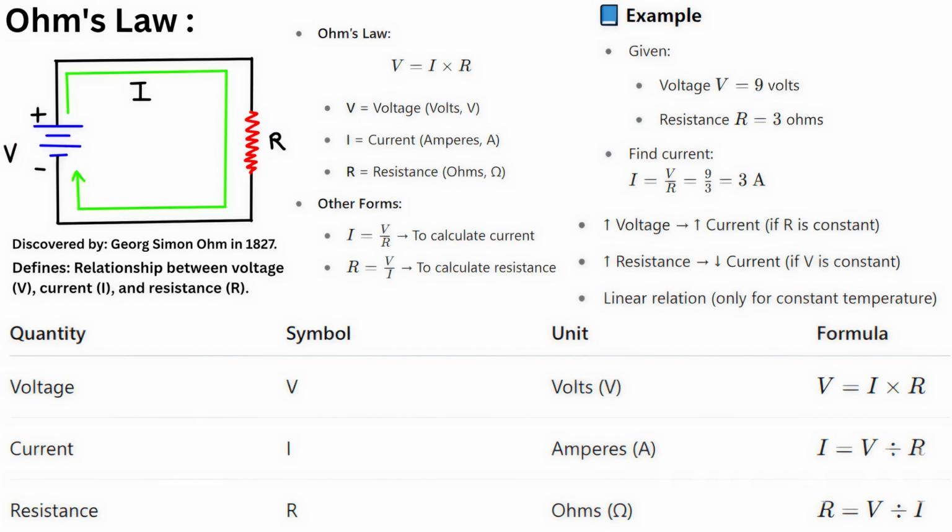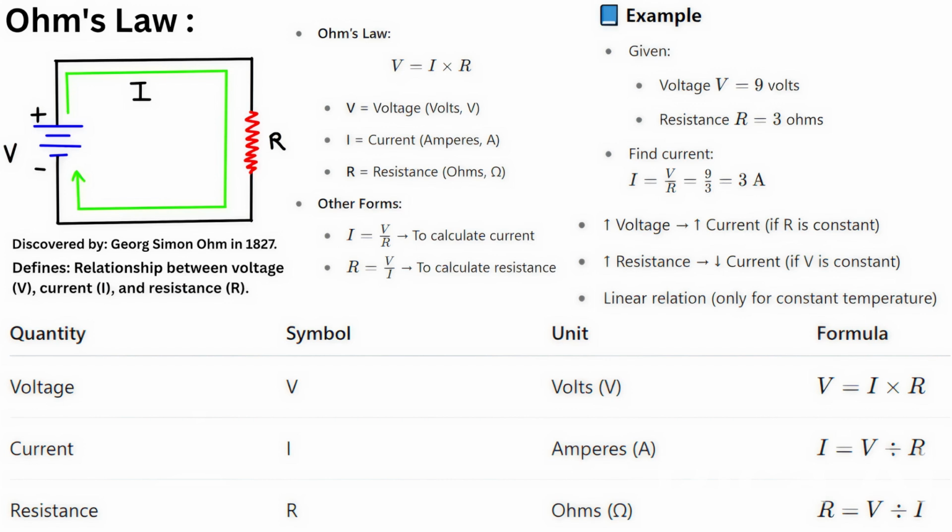The bullet points below the example highlight the core relationships. If you increase the voltage while keeping the resistance constant, the current will also increase. More push means more flow. If you increase the resistance while keeping the voltage constant, the current will decrease. More opposition means less flow. It's also mentioned that this is a linear relation. This just means the relationship is direct and predictable.